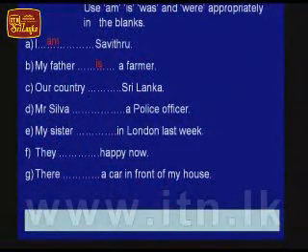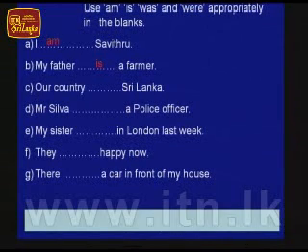So let us go on to another example. Our country, Sri Lanka. Can I put is there? Why not? If you put was there, then our country is not Sri Lanka now. So you use our country is Sri Lanka because it prevails. It is Sri Lanka and it will be Sri Lanka also in future, forever. The correct answer there would be is.